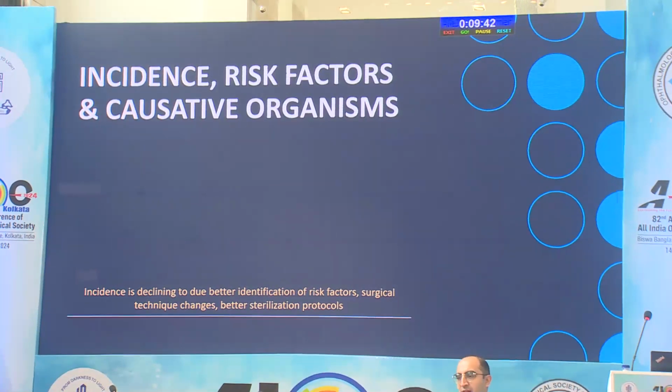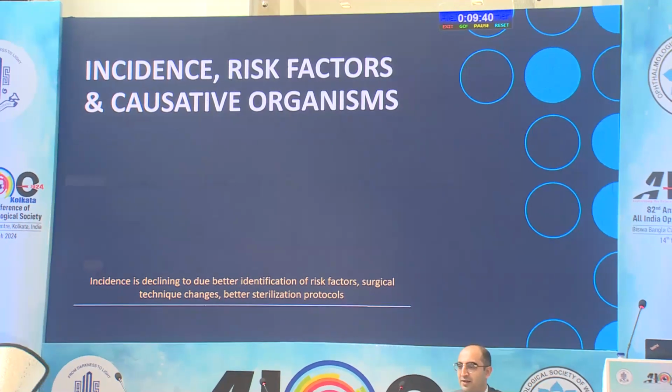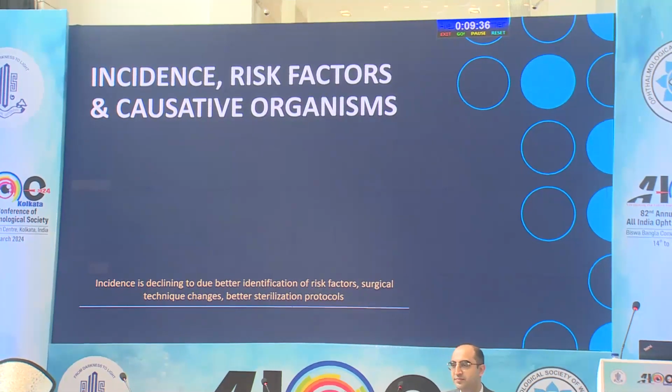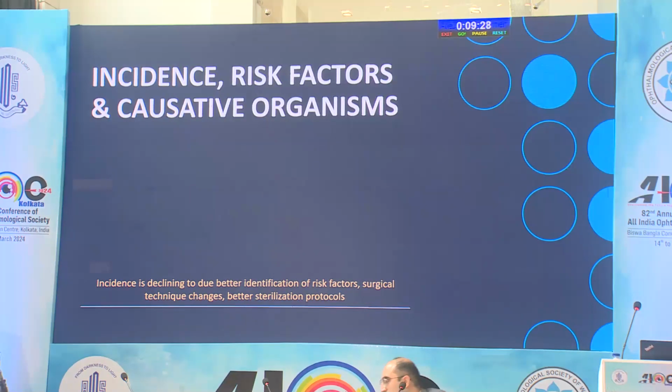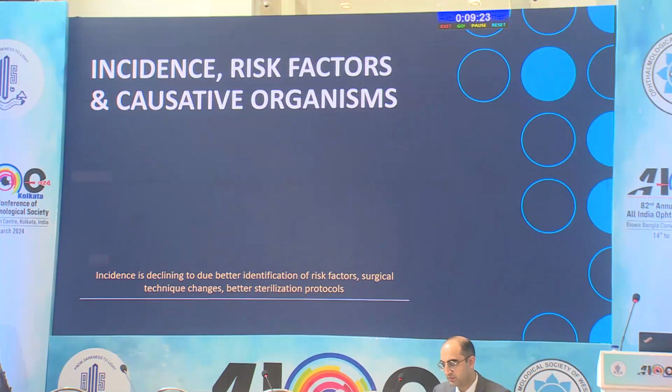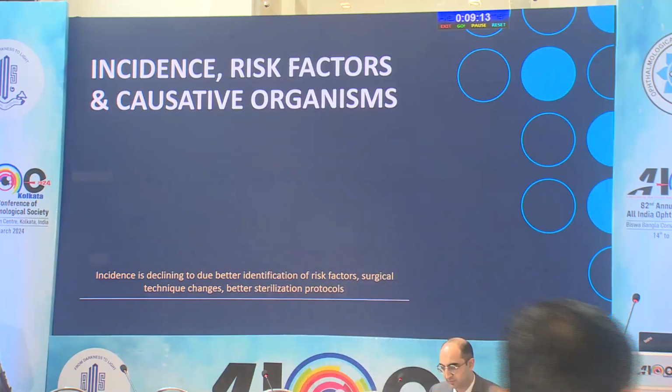So incidence is currently declining due to better identification of the risk factors. Now we know a lot of risk factors which can cause post-cataract surgery endophthalmitis. And due to better surgical technique changes, even we require small incisions. We are doing phacoemulsification with 3.2, 2.2 incisions. So that has even caused a reduction in the incidence of endophthalmitis. And also better sterilization protocols, use of horizontal autoclaves, and that has also caused a reduction in the incidence of endophthalmitis.